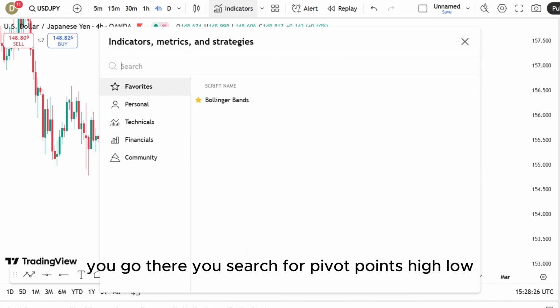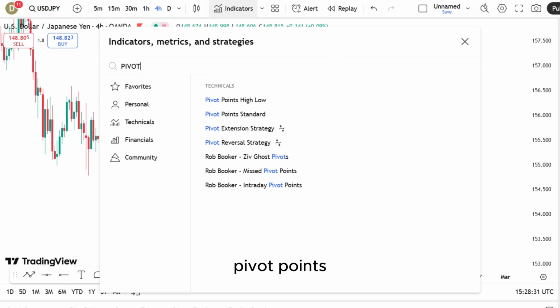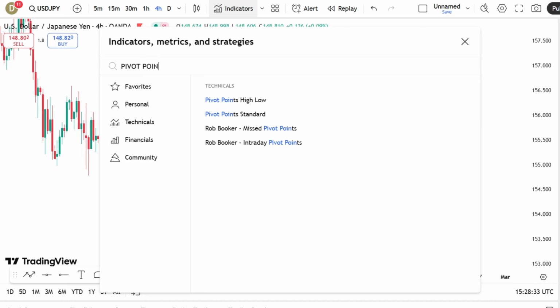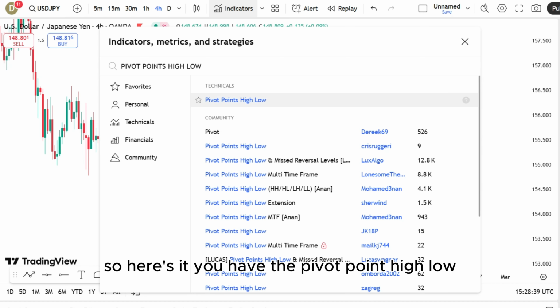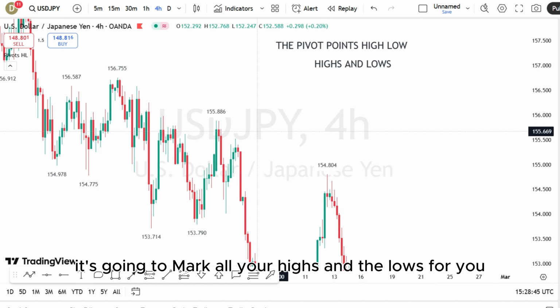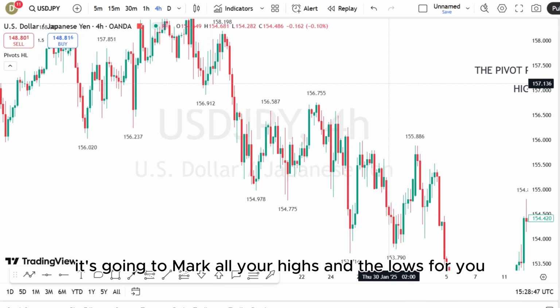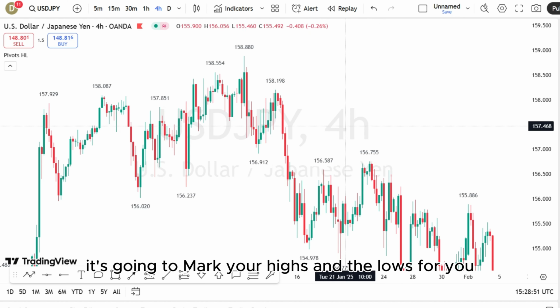You search for pivot points high-low. So here it is, you have the pivot points high-low. You select it. It's going to mark all your highs and lows for you.